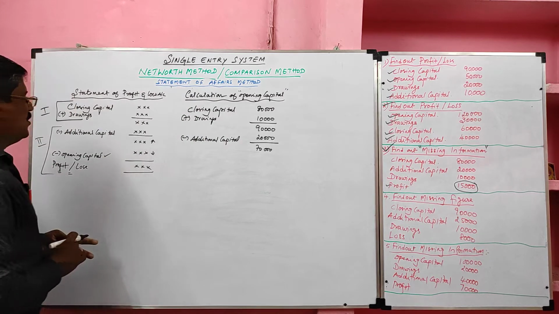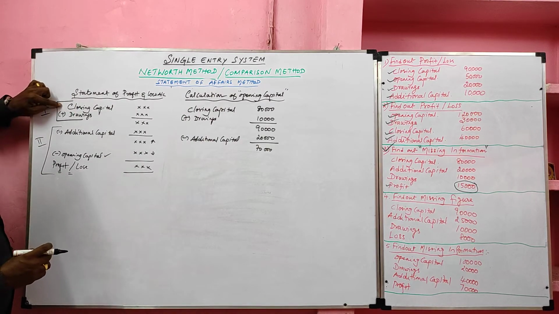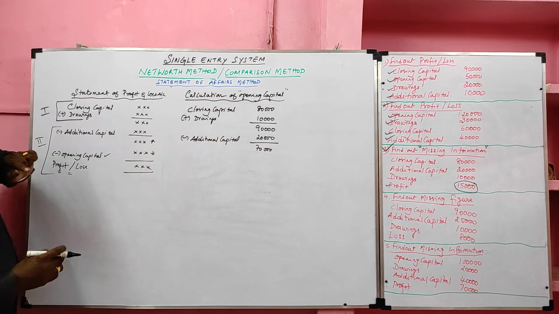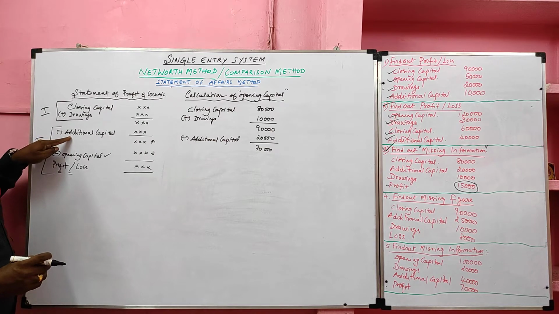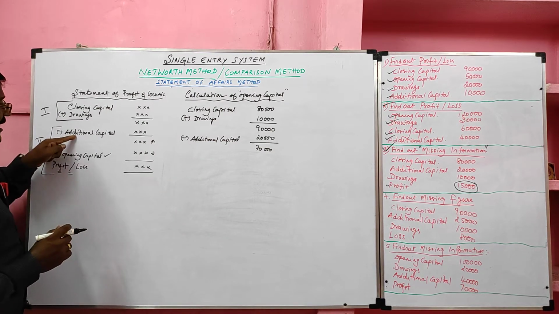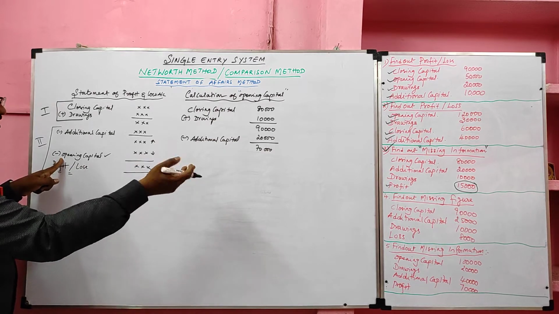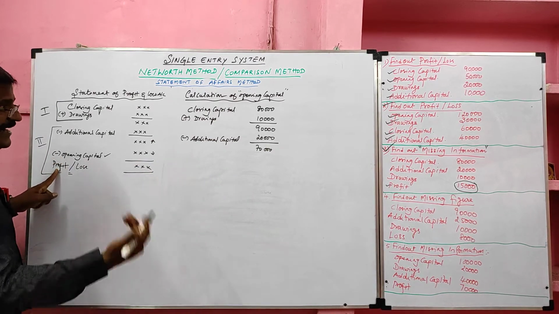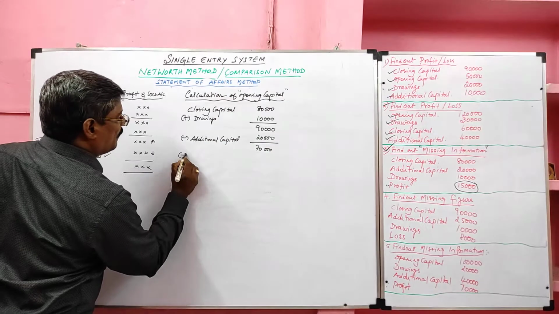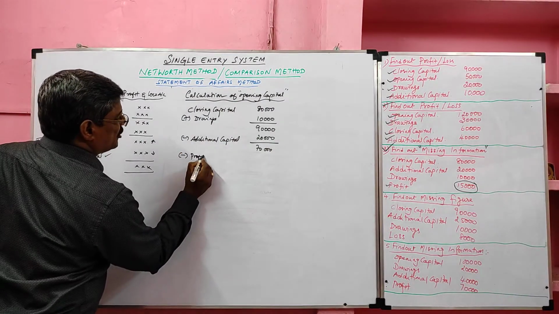Students, now look at the format: closing capital plus drawing. Then we have to deduct additional capital. Then after deducting additional capital, we have to deduct opening capital. But here opening capital is not given. If it is not given, you have to deduct the next item. What is the next item? Profit is given, that we have to deduct. So keep it in mind.